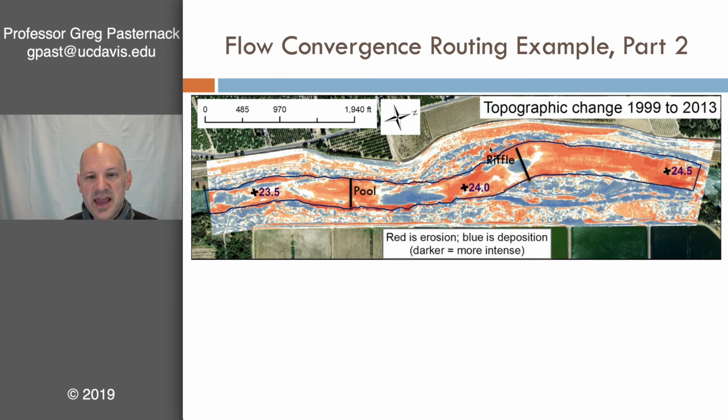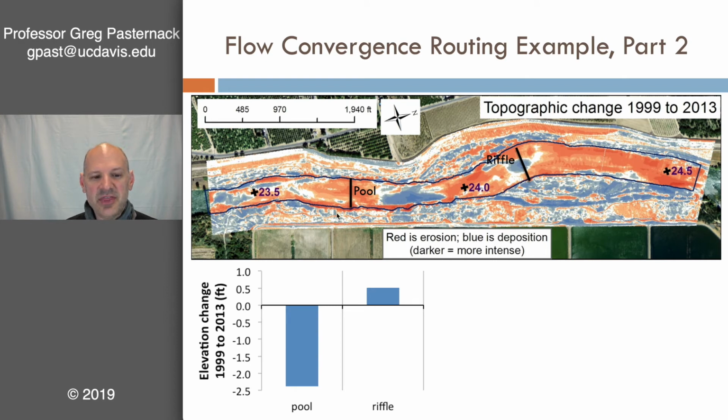Anyway, even at first glance, you can see deposition here in the riffle and then erosion in the area where the pool is. But when we look at it mathematically, you can see the change in elevation over this 14-year period from 1999 to 2013. The riffle grew by half a foot and the pool eroded by almost 2.5 feet. So you have almost a 3 foot, or 1 meter, rejuvenation of riffle-pool relief.